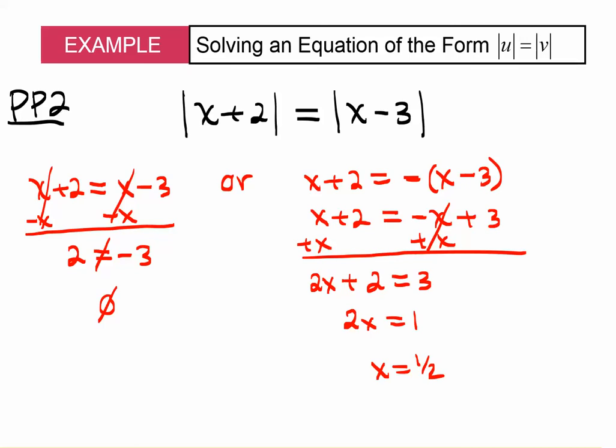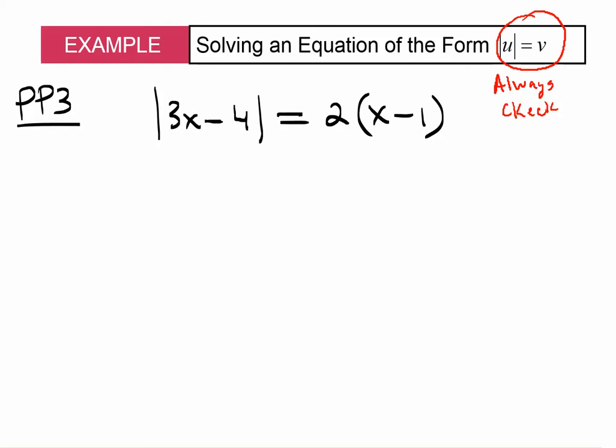Alright, going on to the next problem here. What happens if you have a variable that is inside the absolute value, and then you also have a variable on the outside of the absolute value on the other side? So there's our problem, the variable being in two different spots.